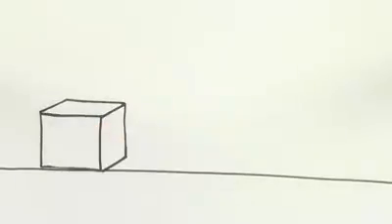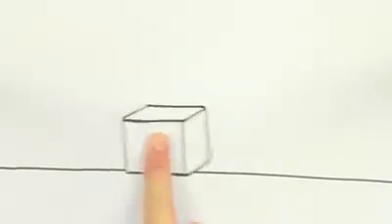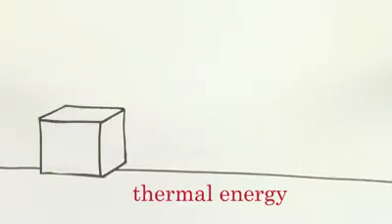But if you do work against the force of friction, you'll have a hard time trying to get that energy back out. The energy's been dissipated into the form of thermal energy and is now randomly distributed along the ground and into the block.